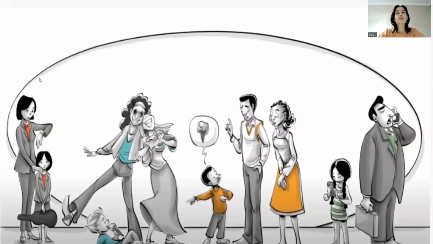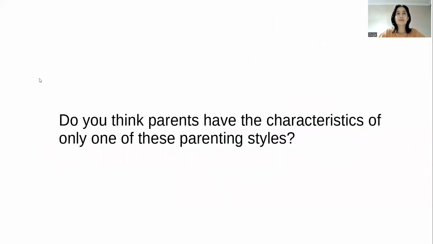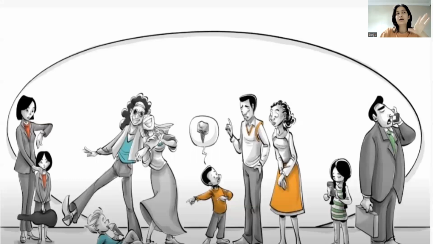And I want to know what type your parents are. And also, do you think parents have the characteristics of only one of these parenting styles? Because I don't think so. When I did this presentation at my school, most people said that it wasn't the case. And I also think so. Some parents are like mixtures. My parents are also like type 1 and type 3, in my opinion, I guess.